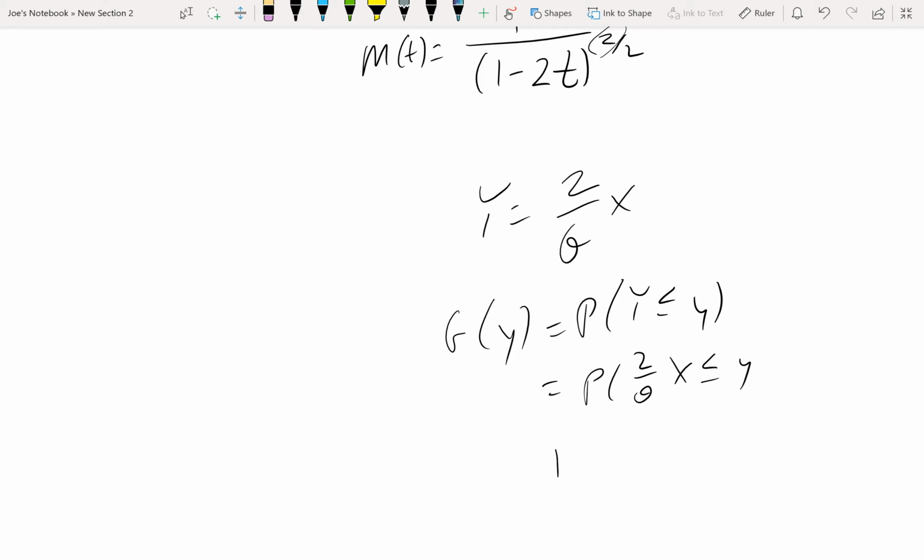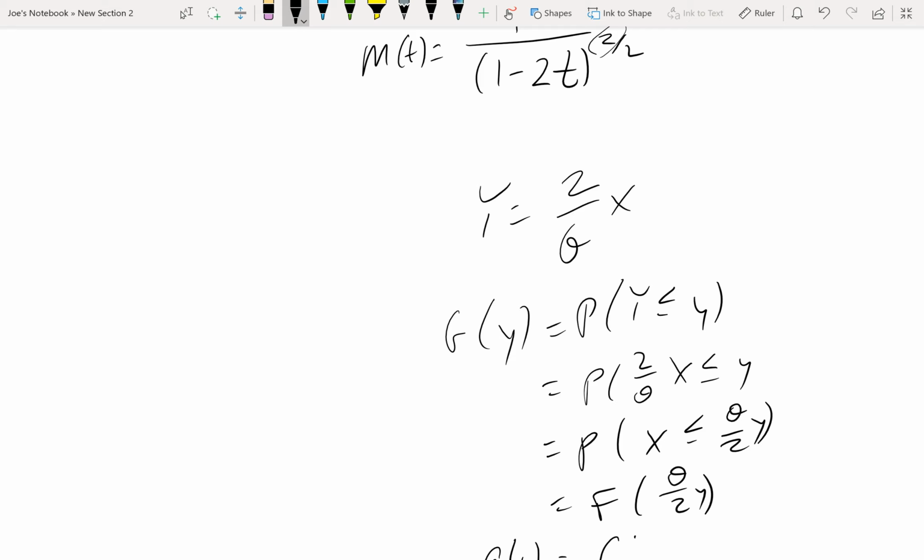We did this last semester too, and then move it over to the other side. This is the CDF of x evaluated at theta over 2 x, for my y. So then your PDF will be the derivative, which is of course the PDF of x, and then times the derivative, right?